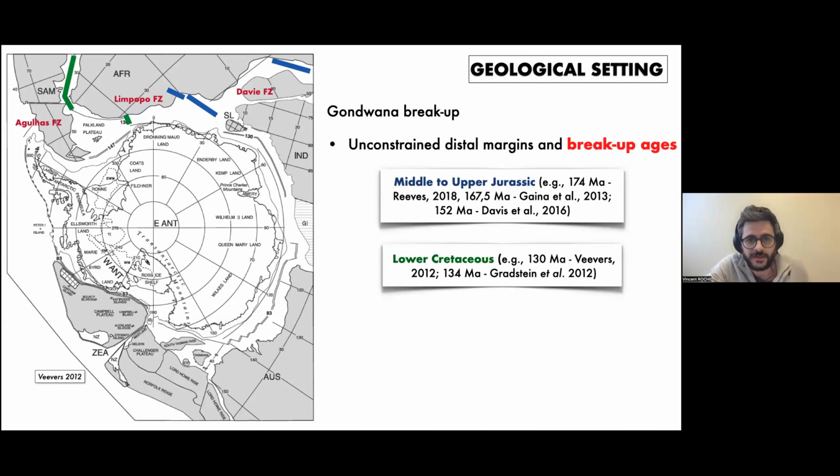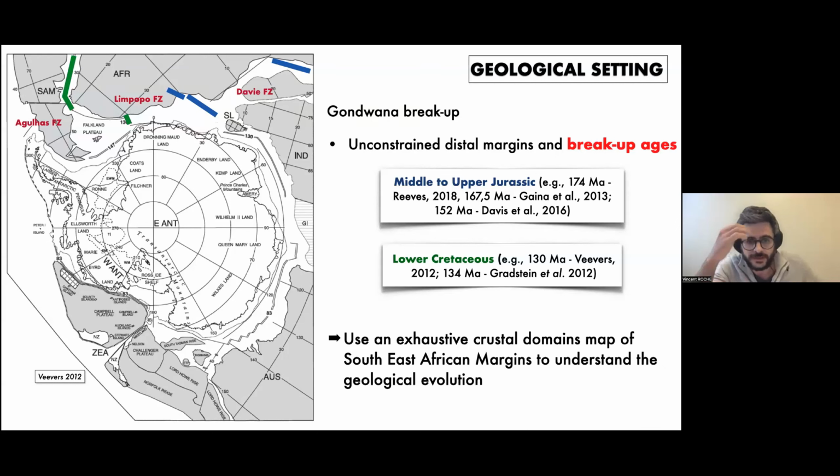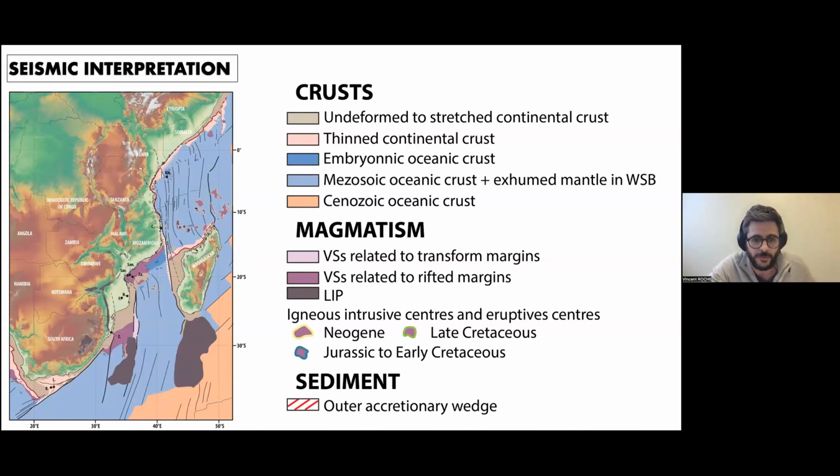Another point which is interesting in these unconstrained distal margin breakup edges: if we focus, for instance, on the Somali basin just there, or the Limpopo, there is a difference of ages, around 170 or 167, for the oceanic spreading. So we need to constrain this before discussing the interaction between the plume and the geodynamic evolution of the oceanic spreading. To do that, we use an exhaustive crustal domain map of South and East African margins to understand the geological evolution. And here, these are the main results.